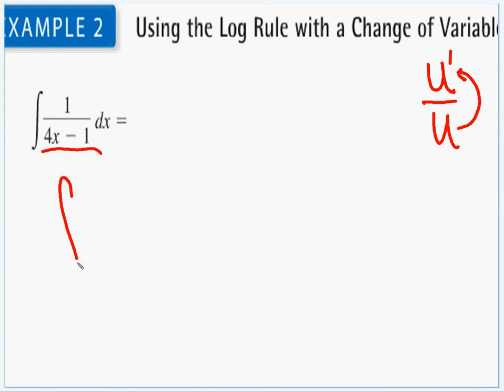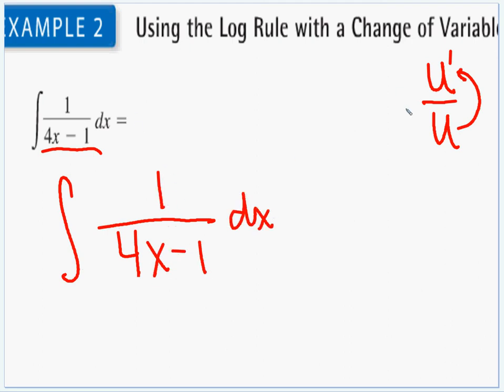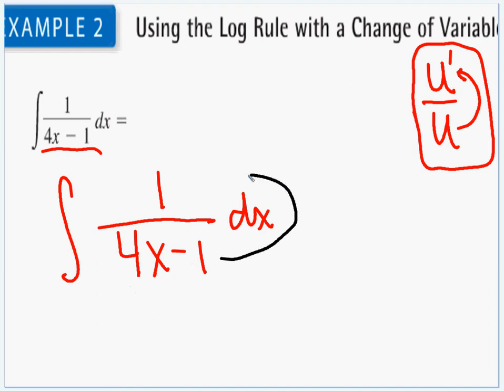Now let me copy the problem here. So downstairs is 4x minus 1. Our numerator is a 1. So if I want to force it into the form of u prime over u, I look at my denominator, 4x minus 1. What is the derivative of that? I want that derivative right upstairs. Well, the derivative of 4x minus 1 is 4. So I'm going to multiply my numerator by 4. And of course, to balance that, I'm going to put a 1/4 outside the integral sign.